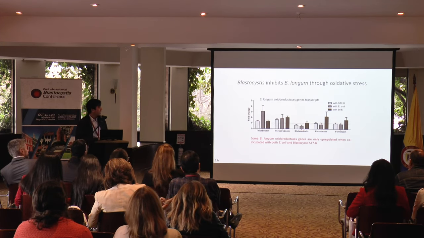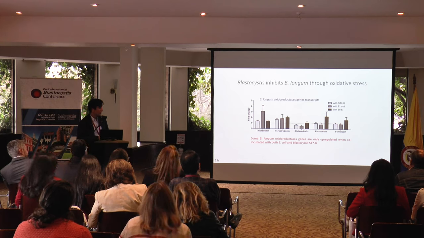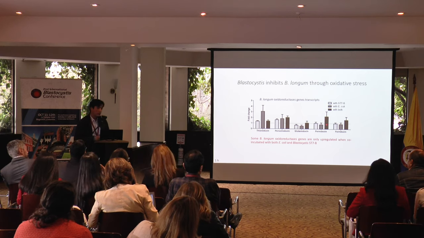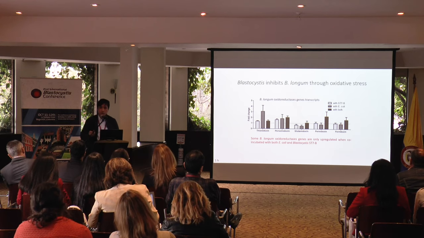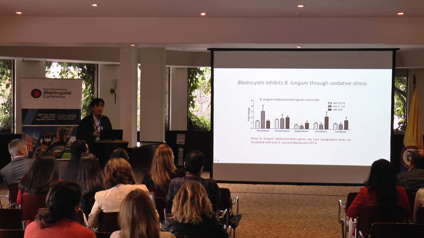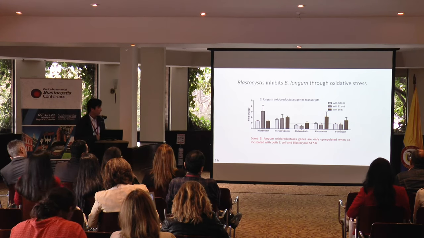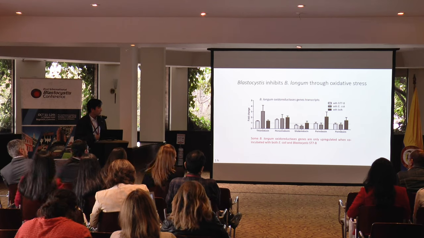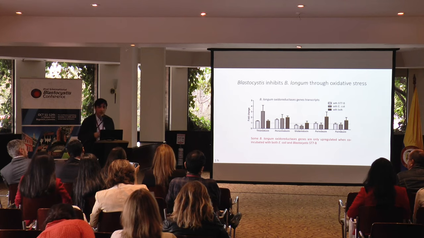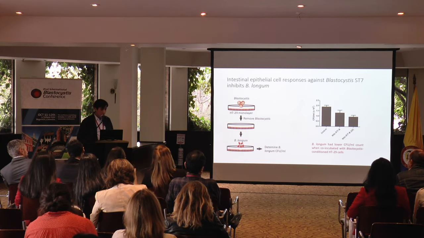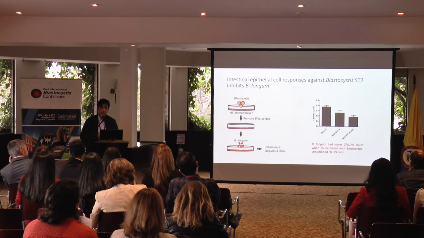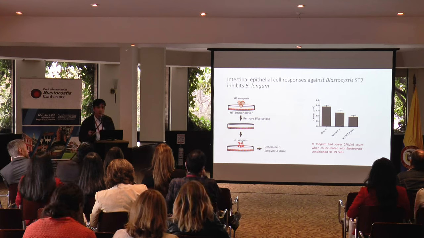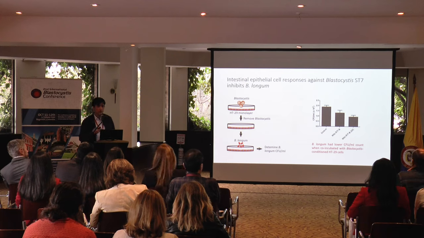I also tried to analyze the gene expression of the oxidoreductases in Bifidobacterium longum, because if they are exposed to this ROS, then presumably, in order to cope with that stress, they will upregulate their oxidoreductases. And I found out that in some of them they are indeed upregulated. So aside from this oxidative stress, what other mechanism could explain the lower count of Bifidobacterium longum when you co-incubate with Blastocystis and E. coli?